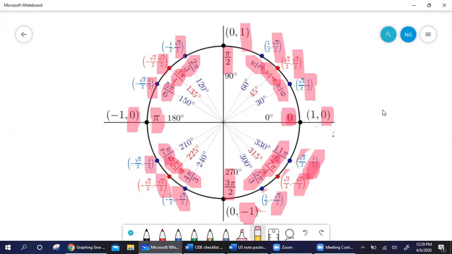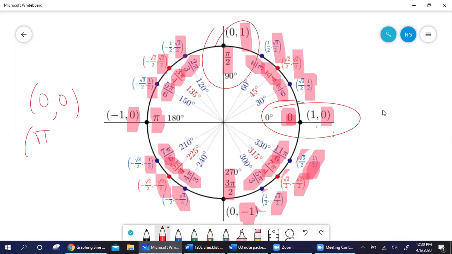Now, the important points that we're going to look at are this one, 0, 0. This one, which is pi over 2, comma 1.